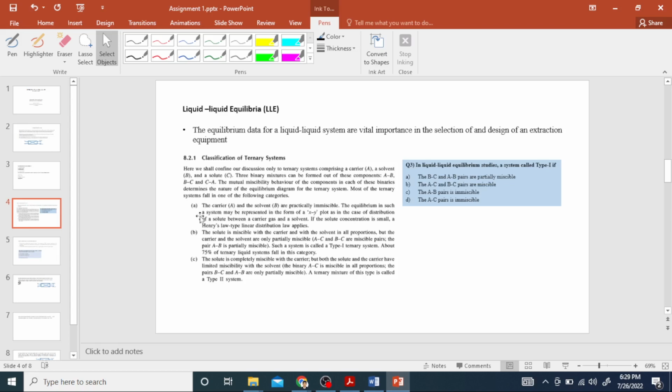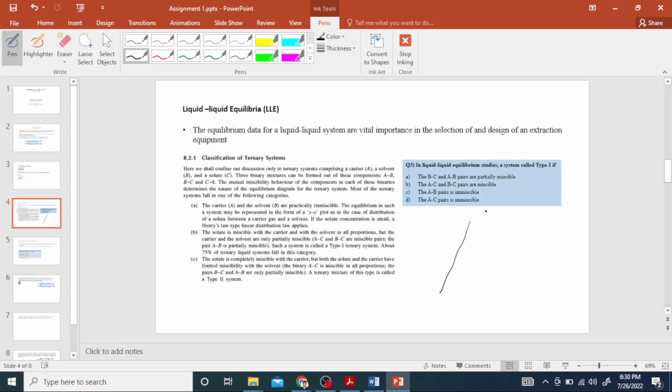In the first, the carrier A and solvent B are partially immiscible. In that condition, the equilibrium in such a system may be represented in the form of an XY plot, as in the case of distribution of the solute between the carrier gas and the solvent. If the solute concentration is small, a Henry's law type of linear distribution law applies. Second one is that the solute is miscible with the carrier and with the solvent in all proportions, but the carrier and the solvent are only partially miscible.